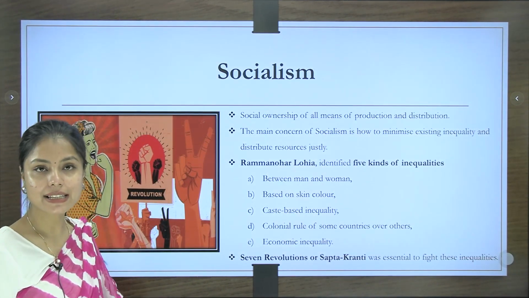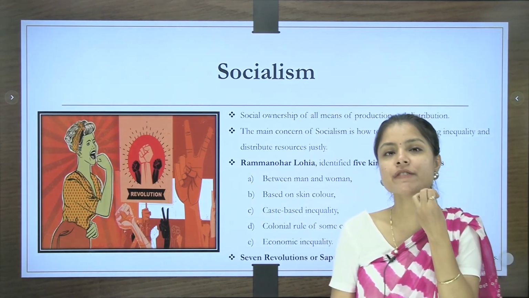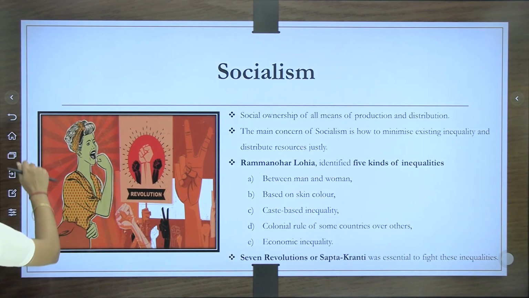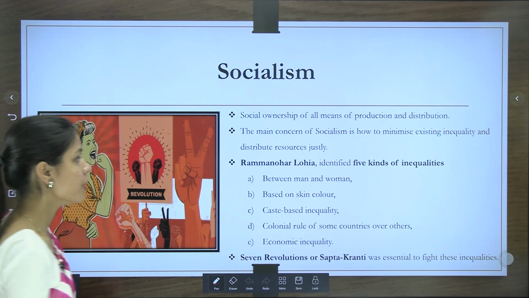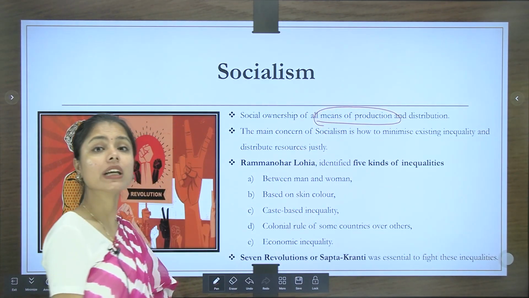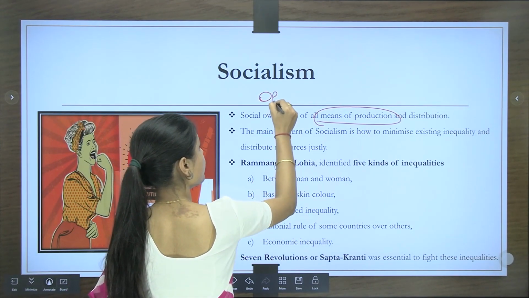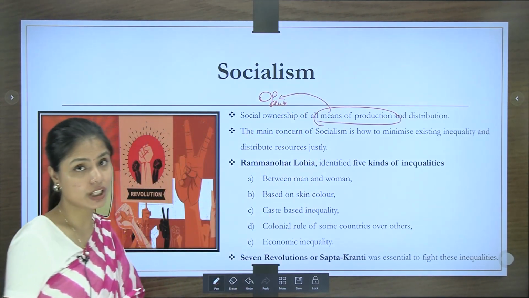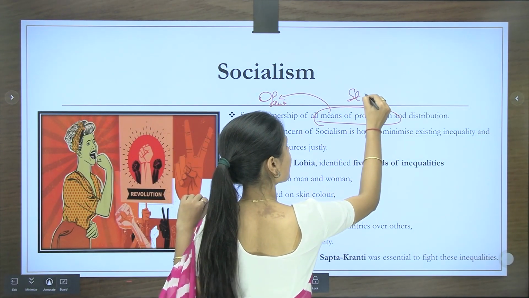Now, socialism again says that the problem is ownership. The problem is ownership is in few hands. So, what is the solution? They say there should be social ownership of means of production. So these means of production, which are actually responsible for inequalities in a society, should not be in the hands of few people. कुछ लोगों के हाथ में ये means of production नहीं होने चाहिए. Rather, these means of production should be state controlled.